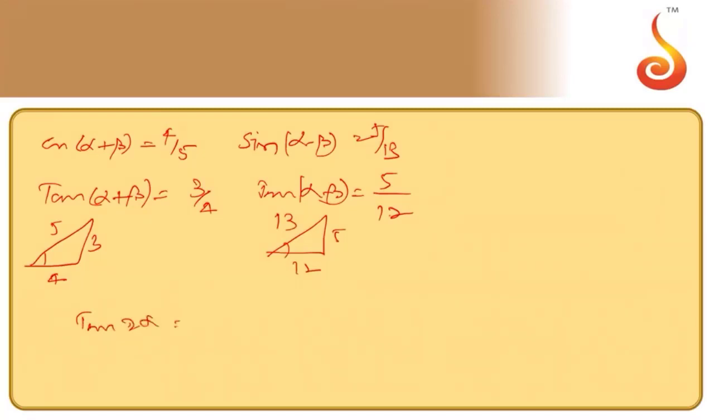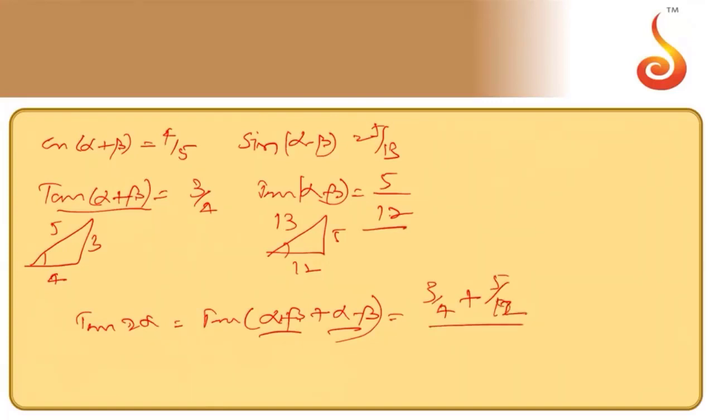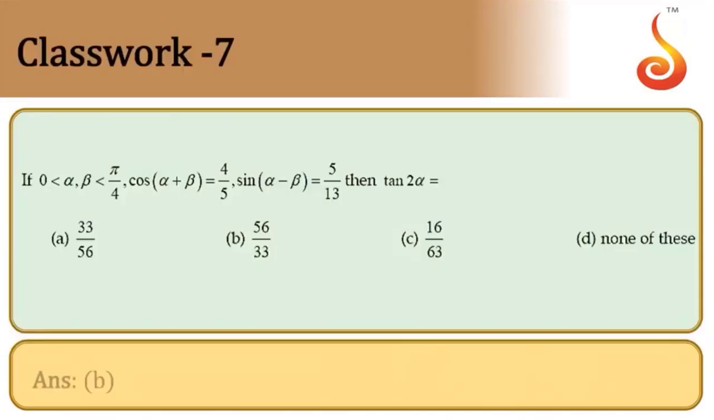So tan 2 alpha is tan of alpha plus beta plus alpha minus beta. This is nothing but tan of alpha plus beta plus tan of alpha minus beta divided by 1 minus tan(alpha plus beta) tan(alpha minus beta). Simplifying this, you get 36 plus 20 divided by 48 minus 15, which gives the answer 56 by 33. So tan 2 alpha is 56 by 33. The answer is B.